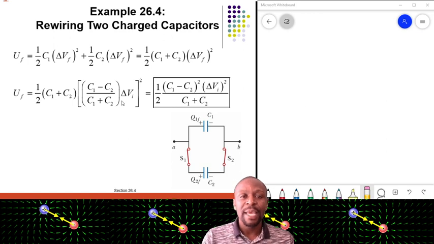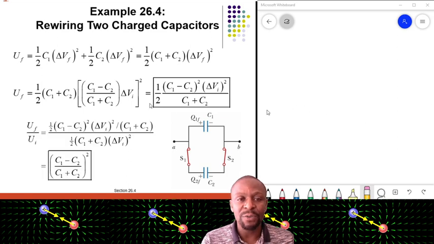Now because we know the change in V final from the previous problem, part A, we just take the change in V final and plug it there. Now you rearrange the equation, this is what you are going to have as your U final.